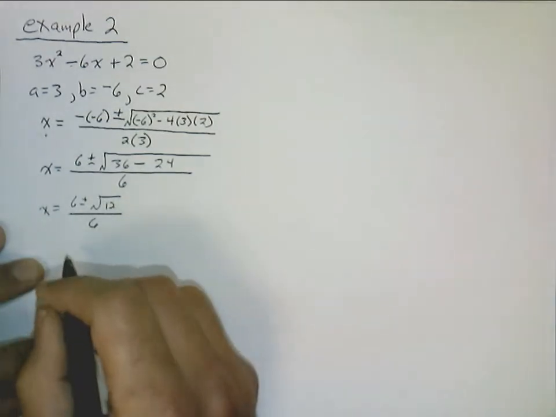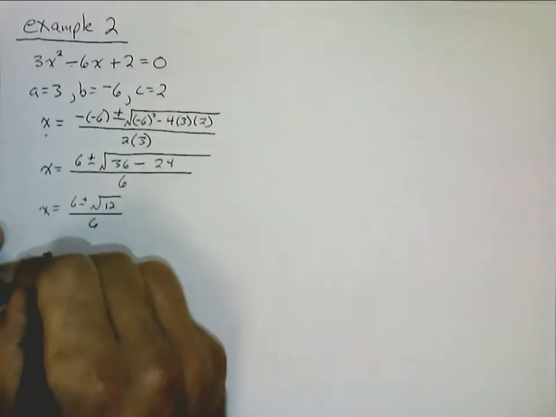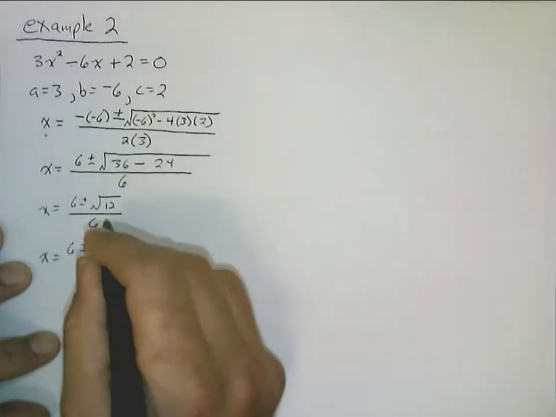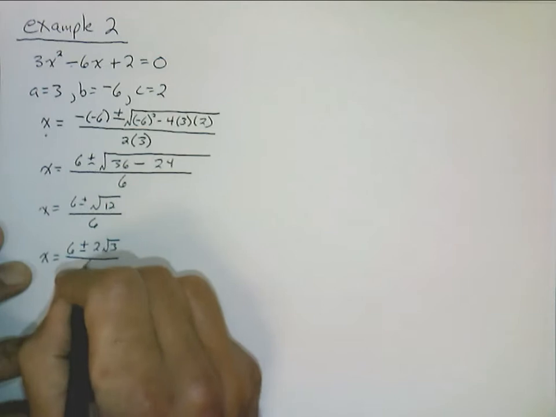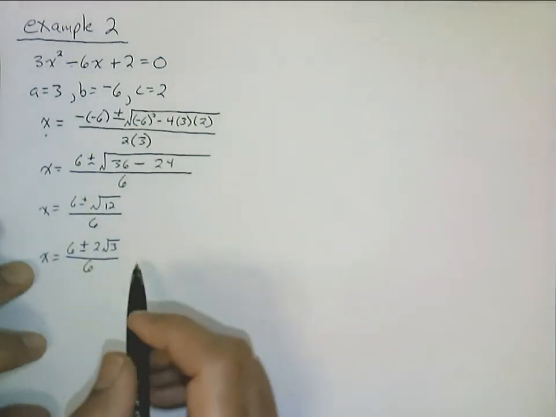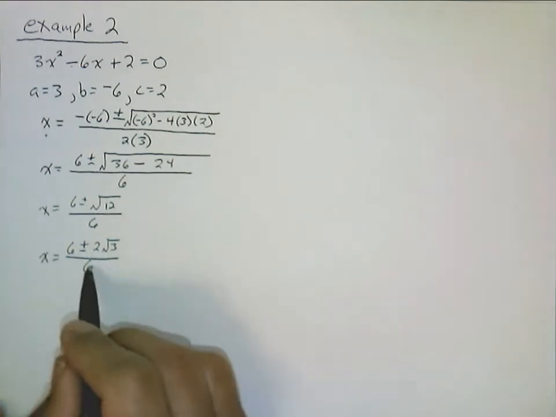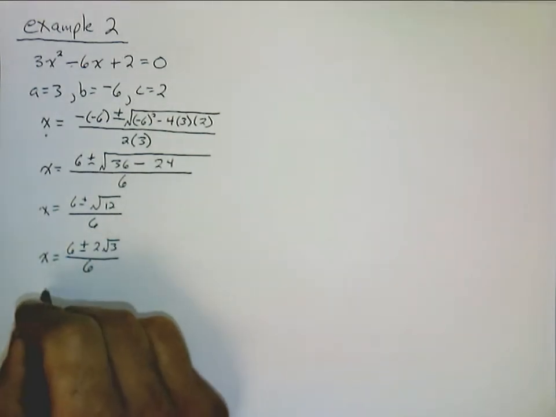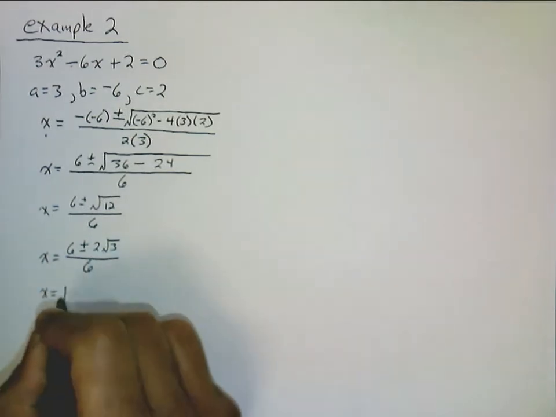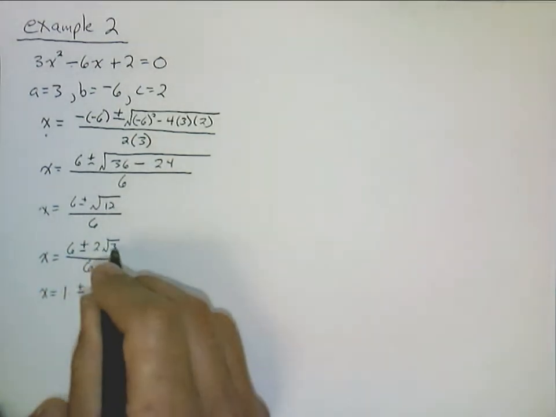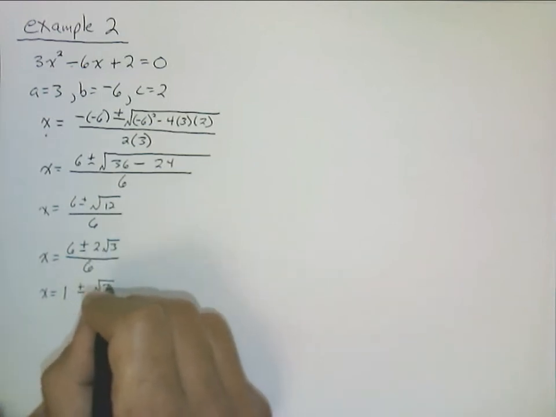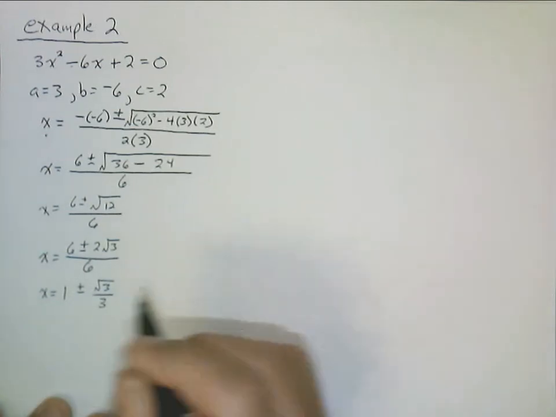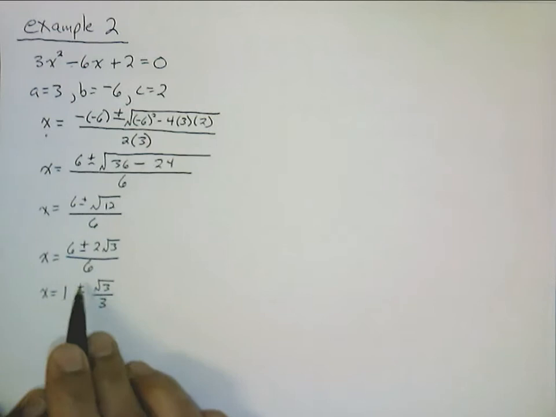But 12 has a perfect square factor of 4 inside of it. So this is 6 plus or minus the square root of 4 is just going to be 2, and what's left is going to be the square root of 3 inside there. All divided by 6. And we can split up this fraction just by distributing the dividing by 6. So now x is equal to, well, 6 divided by 6 is 1, plus or minus 2 root 3 over 6. We can simplify the 2 and the 6 here as root 3 over 3. So there are two solutions, one plus root 3 over 3 and one minus root 3 over 3.